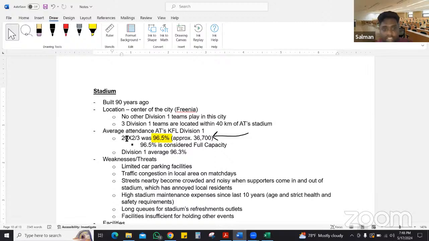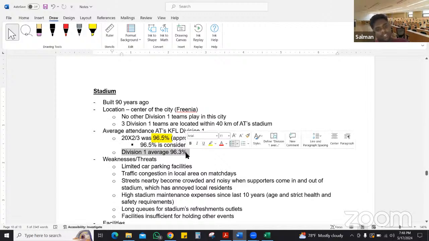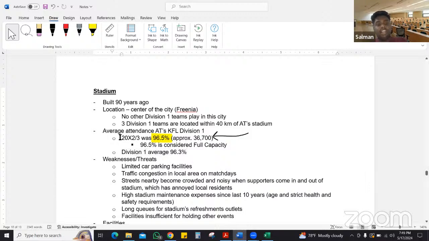And in the last season, even though our performance has declined, keep in mind, we have not achieved championship over the last many years, over the last decade. And over the last 3 years, our ranking has declined. But still, we have full capacity. In Division 1, there are 18 clubs. The average attendance is 96.3, and our attendance is more than the average.